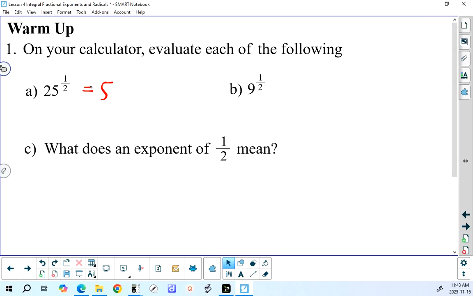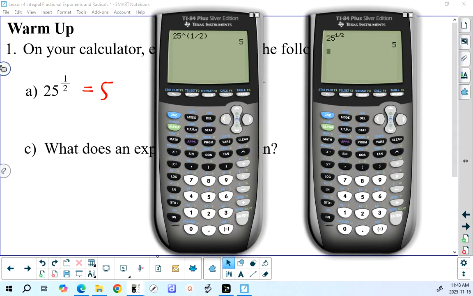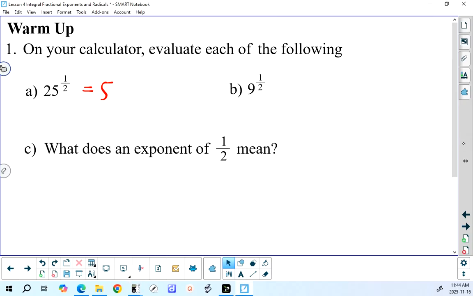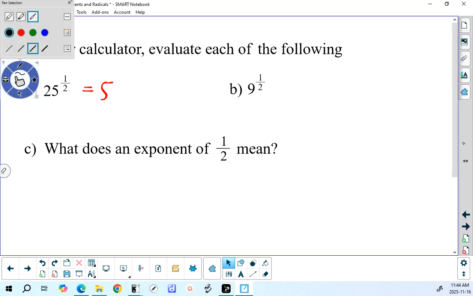Let's take a look at the next one, which is 9 raised to the 1 over 2. Again, I'll just pull up both of my calculators. On my calculator, I either have to go 9 raised to the bracket 1 divided by 2, or what I would probably do is just go 9 raised to the 0.5, because 1 over 2 is 0.5. We get 3. 9 raised to the 1 over 2 here gives you 3. So 9 raised to the exponent of 1 over 2 is equal to 3.